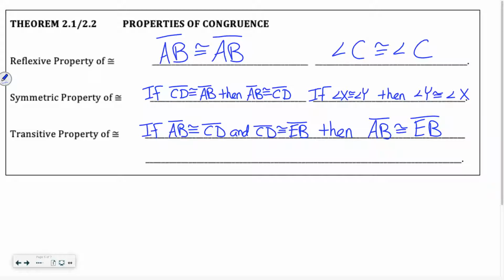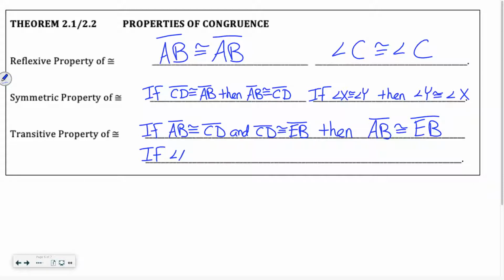So transitive property is like comparing three things. We talked on Tuesday, it's like saying if Noah is the same height as Hugo and Hugo is the same height as Josh, then Noah is the same height as Josh. Same thing with segments. We can also make a statement about angles.